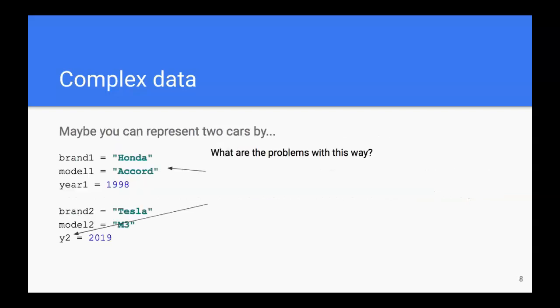We can try. So let's say, to represent one car, we can have a variable that represents the brand for that car. We have another variable that represents the model, and then another variable that represents the year, right? So maybe a few of these together can represent a car.